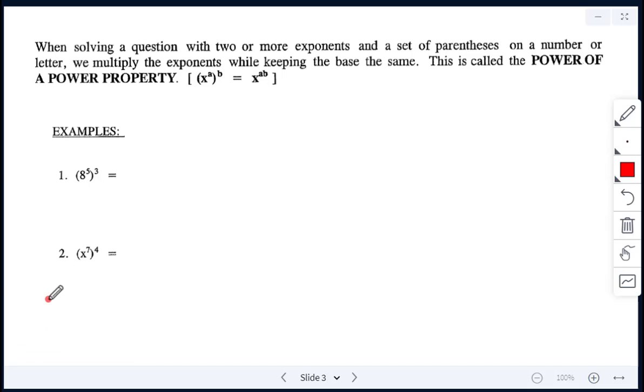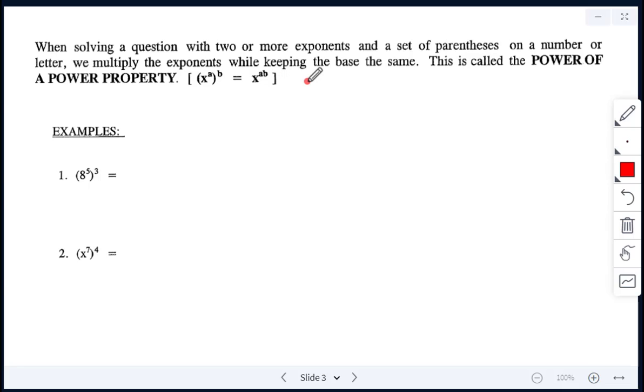Okay, so when we are solving any question that has two or more exponents and a set of brackets on a number or a letter, we are going to multiply the exponents. We're going to keep the same base, and that's called the power of a power property. So here we can see we had x as the base to the power of a and then to the power of b. We multiply the exponents, so it becomes x to the power of ab. Okay, let's take a look at our first example.